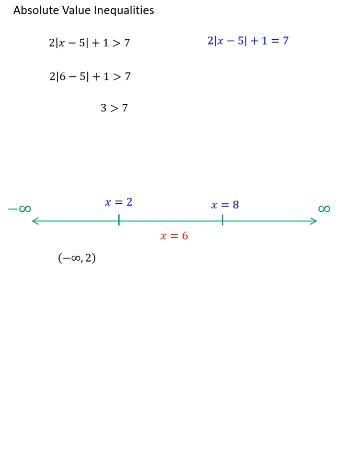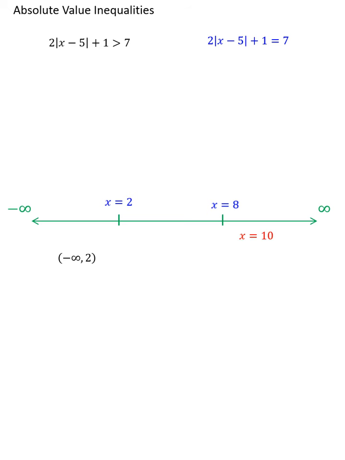What does that tell us? Well, 3 greater than 7 is a false statement. That means that x equals 6 is not a solution to our inequality. But because it's between 2 and 8, the solutions to the corresponding equation, I've just shown not only that 6 isn't a solution, but that there are no solutions between 2 and 8. So no need to try anything else. That entire middle interval has no solutions in it.